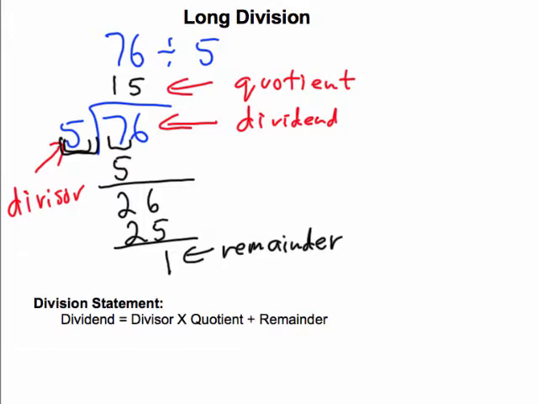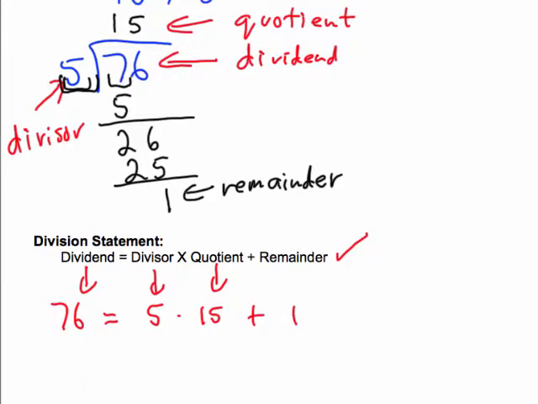And remember that we can check our work with something called the division statement. This statement should be true if we've divided correctly. That is that our dividend, which is 76, should equal our divisor, which is 5 above, multiplied by our quotient, which is 15, plus our remainder, which is 1. And if I work that out, 5 times 15 is 75, plus 1 is 76. I know that this statement is true.